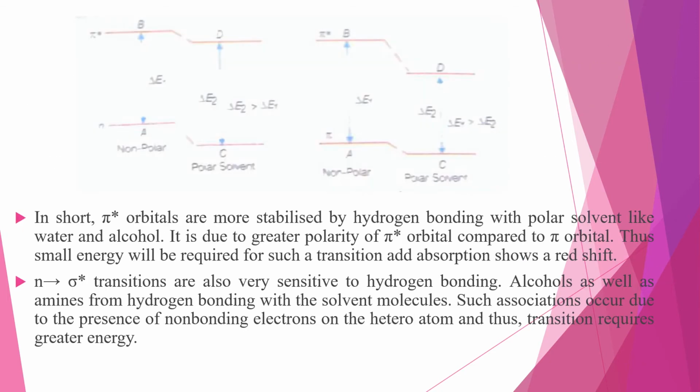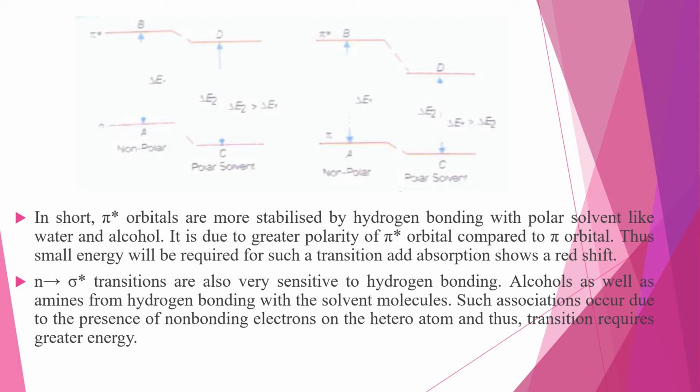In short, pi star orbitals are more stabilized by hydrogen bonding with polar solvents like water and alcohol. It is due to the greater polarity of a pi star orbital compared to a pi orbital. So, smaller energy will be required for such a transition and absorption shows a red shift.